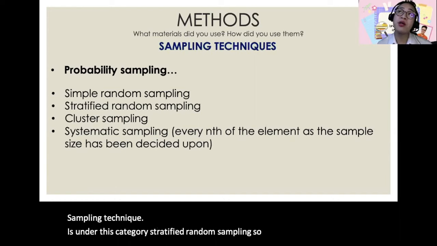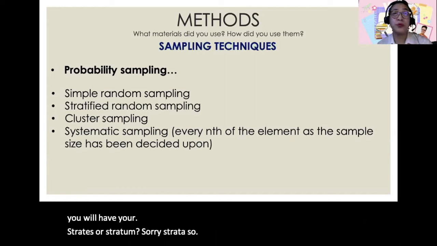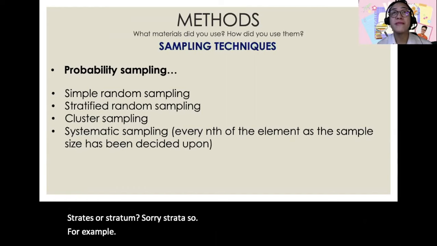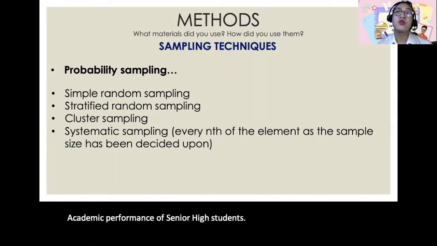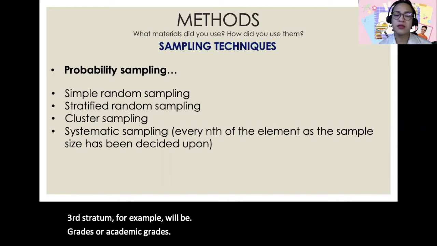So in stratified random sampling, you will have strata. So for example, you want to study the academic performance of senior high students. All right, so the first stratum will be grade level. Second stratum will be the strand they belong to. Third stratum, for example, will be grades or academic grades. So meaning it's stratified random sampling.